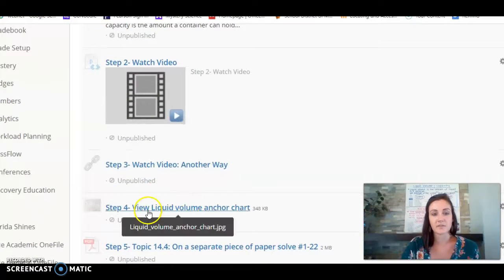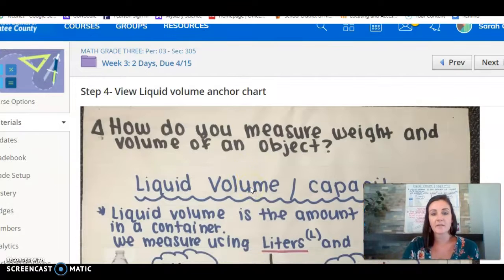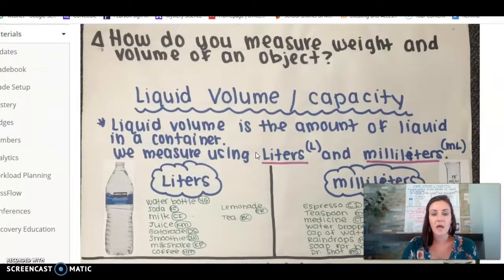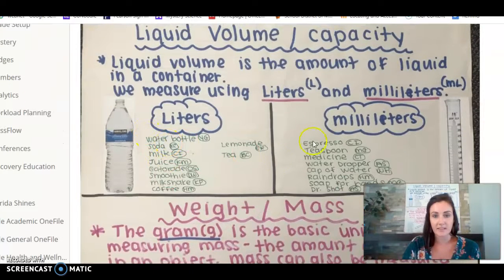And then you'll go into your anchor chart. So here's your anchor chart. I have liquid volume on here, what I'll talk about with you in the video. I also have your weight and mass. We'll use that the end of the week or next week. You'll see some examples here.